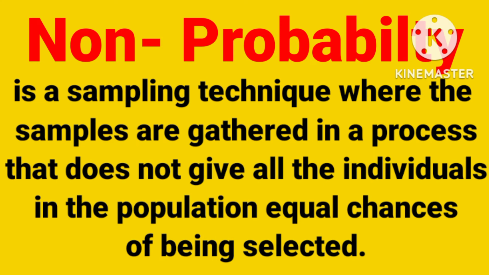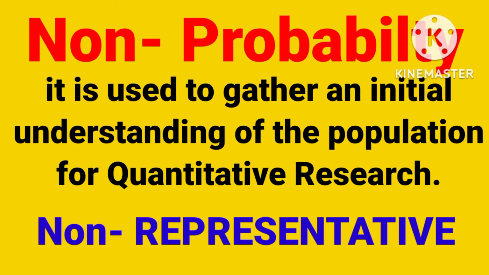Non-probability sampling is a sampling technique where the samples are gathered in a process that does not give all the individuals in the population equal chances of being selected. It is used to gather an initial understanding of the population for quantitative research. It is also called non-representative. Non-representative is based on the subjective judgment of the researcher. Here the researcher decides on the elements to be included in the sample.